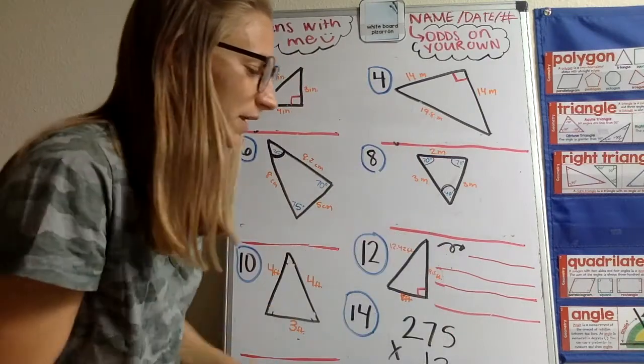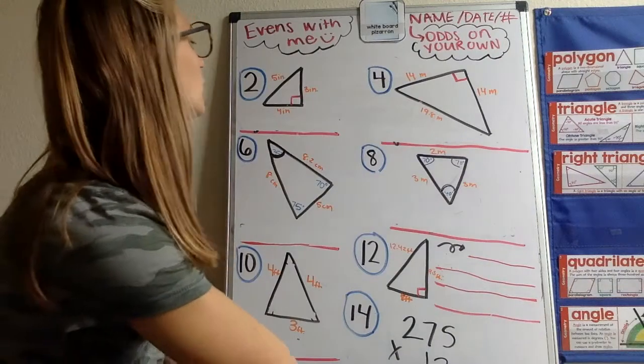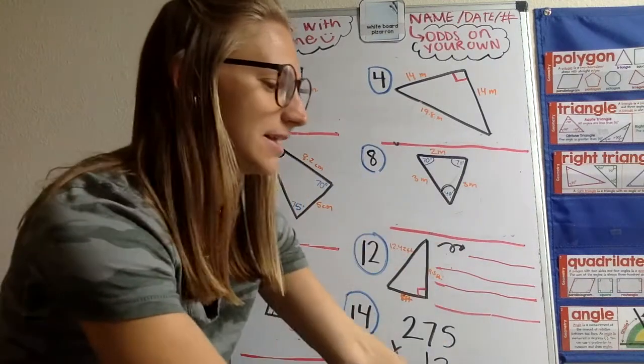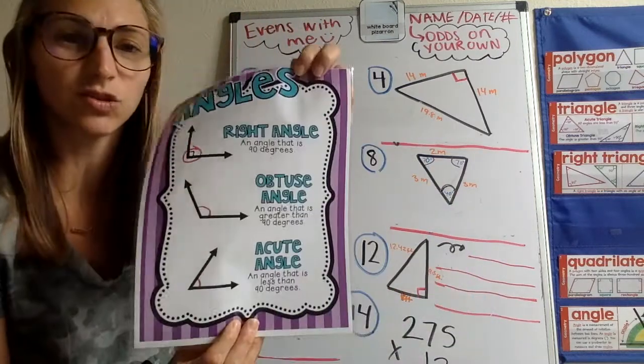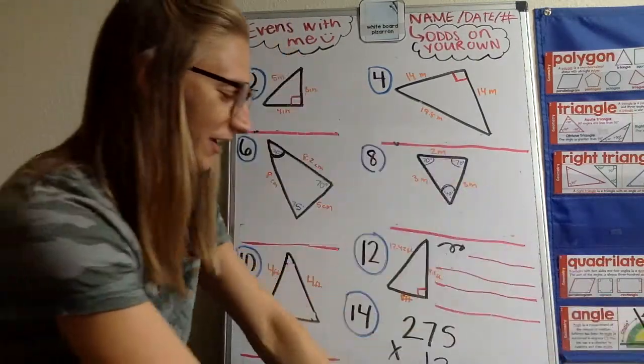Okie dokie. So again, the first thing that I want to take a look at is the angles. Ooh, I see that little square box, and I know that triggers my brain to let me know that that's a right angle, which means it's going to be, let's use this one, a right triangle.